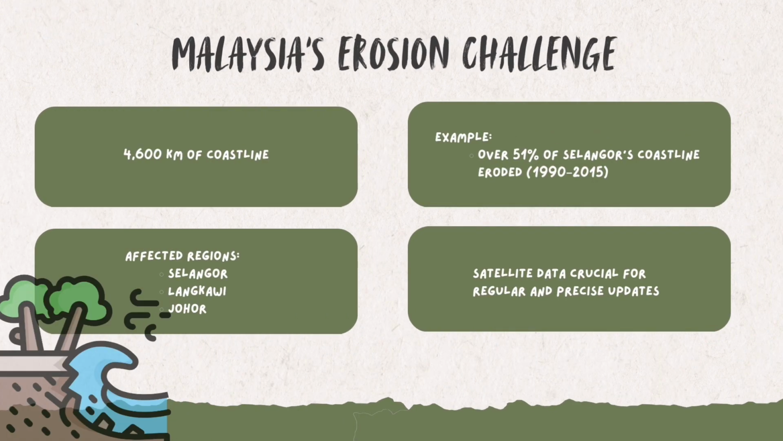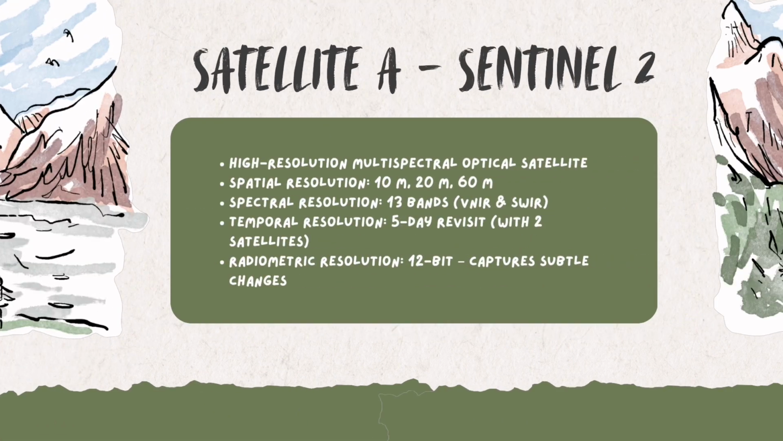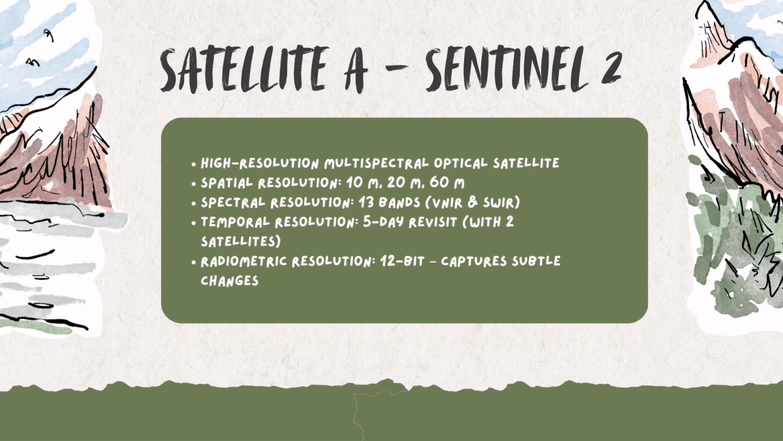Next, Malaysia's erosion challenge. Malaysia has a coastline of over 4,600 km. Many areas are under threat from coastal erosion, including Selangor, Langkawi, and Johor. For example, a study found that more than 51% of the Selangor coastline had been eroded between 1990 and 2050. This highlights the need for regular and reliable shoreline monitoring. To tackle the challenge, we need reliable tools, and this is where satellite technology comes in.